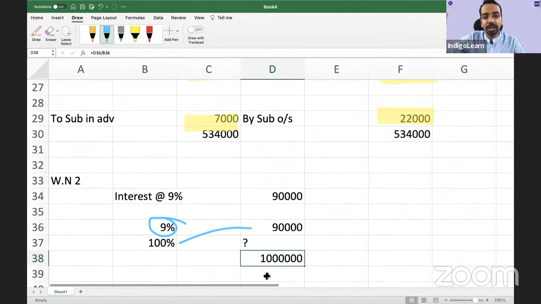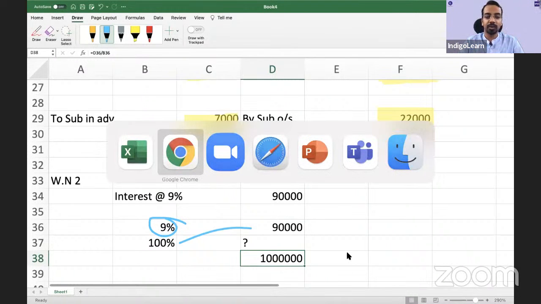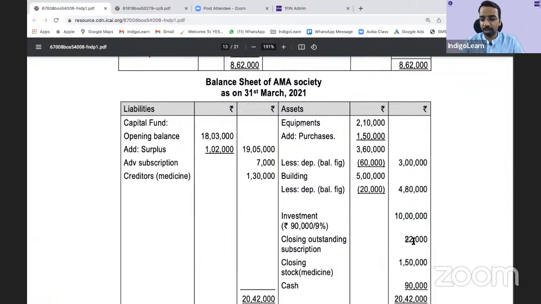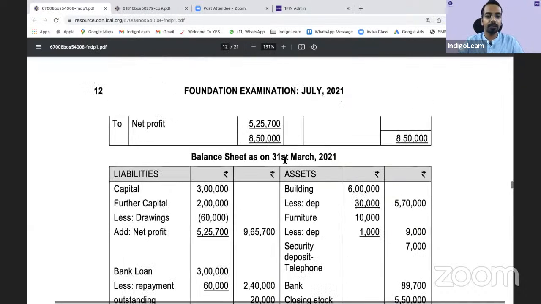So as you take one item, ensure that the treatment in P&L and the balance sheet, or income and expenditure and the balance sheet, is done properly. Okay, so you get the investment amount here. Outstanding subscription comes here, advance subscription comes here. Okay, done.